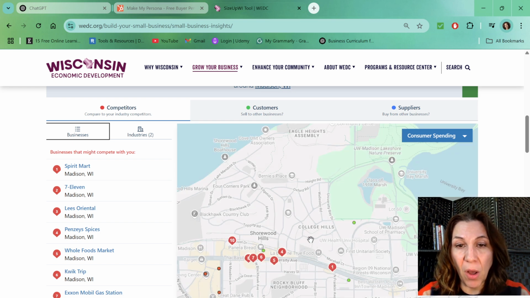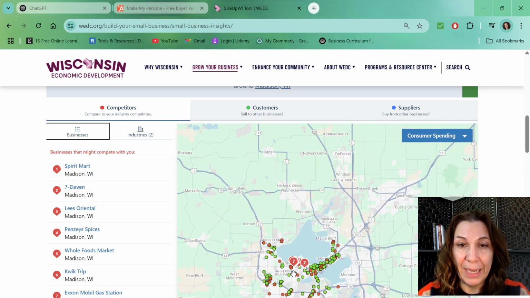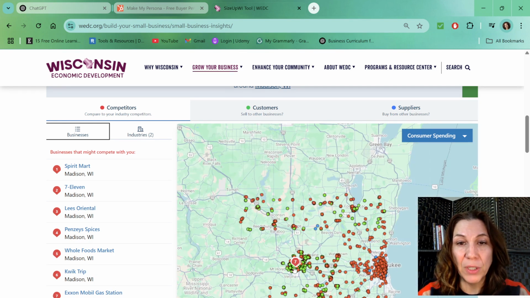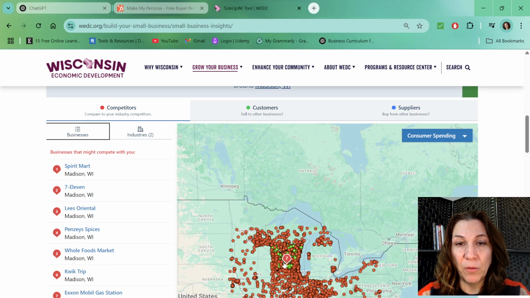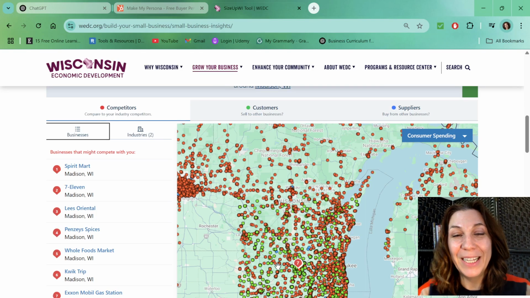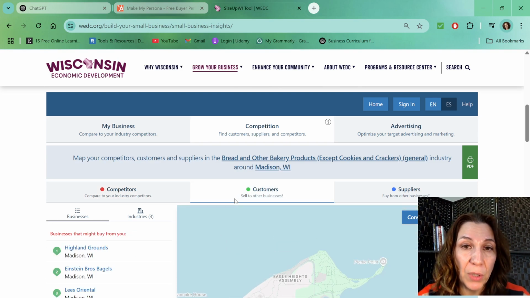And here you can also, if you press Control, zoom in and zoom out, it tells you in Madison. And of course, if you continue to zoom out, it will show you additional information for the whole state of Wisconsin, the whole United States. Now, we covered the competitors. You can go to customers.